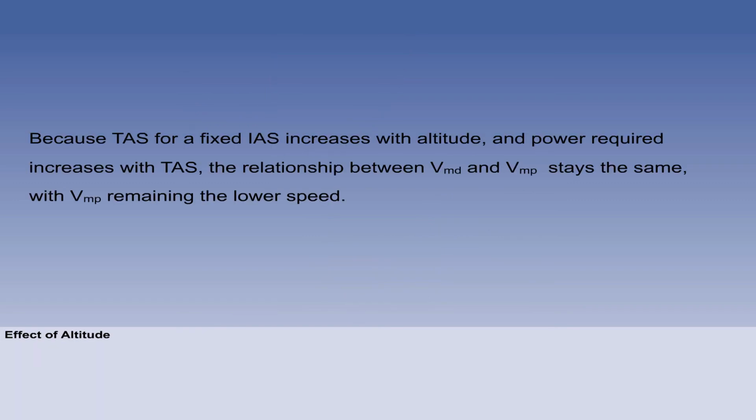The effect of a change in altitude for an aircraft flying at min drag speed would be that its drag would not change, VMD being an IAS. However, the aircraft's TAS would be increasing, and since the power required would also be increasing in proportion, the ratio of TAS to power required is unaffected, and VMP will remain a lower speed than VMD.